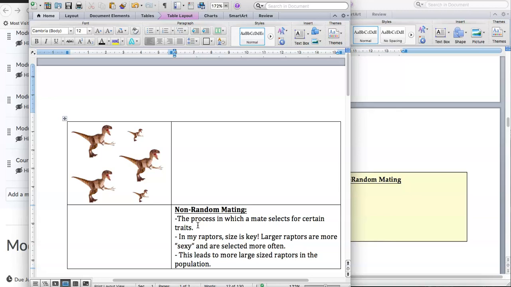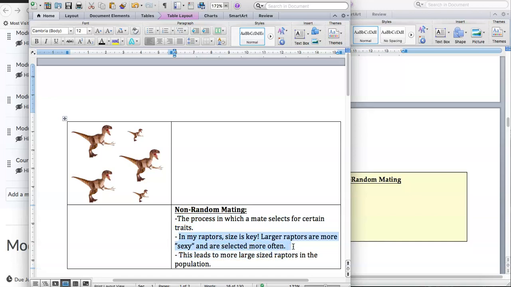That's how they're going to get mates, because they're the most fit, the sexiest, whatever. They're going to reproduce more often. They're going to be chosen more often. So I said, that's what it means. This is what it looks like in my raptor population.